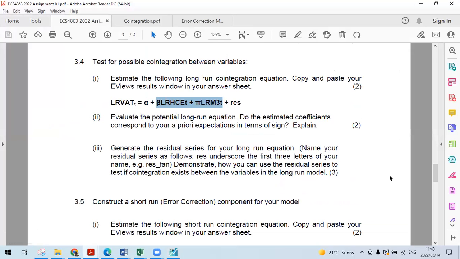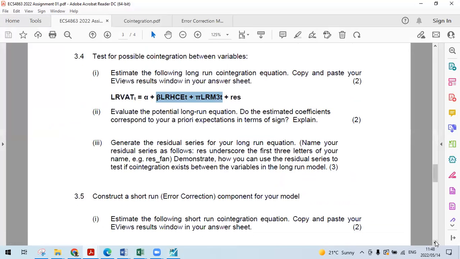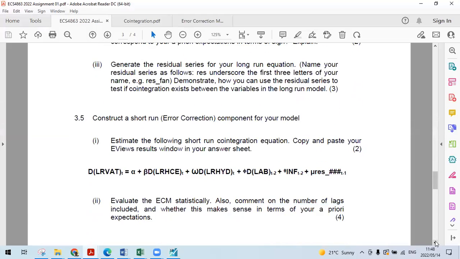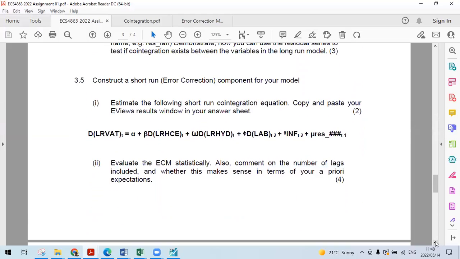Where are we? Oh, so we're done with 3.4. Can you see that? We're done with 3.4. Let us try to do 3.5. I think we'll finish this. Let's quickly do it. Guys, who is having questions on what we've covered so far?